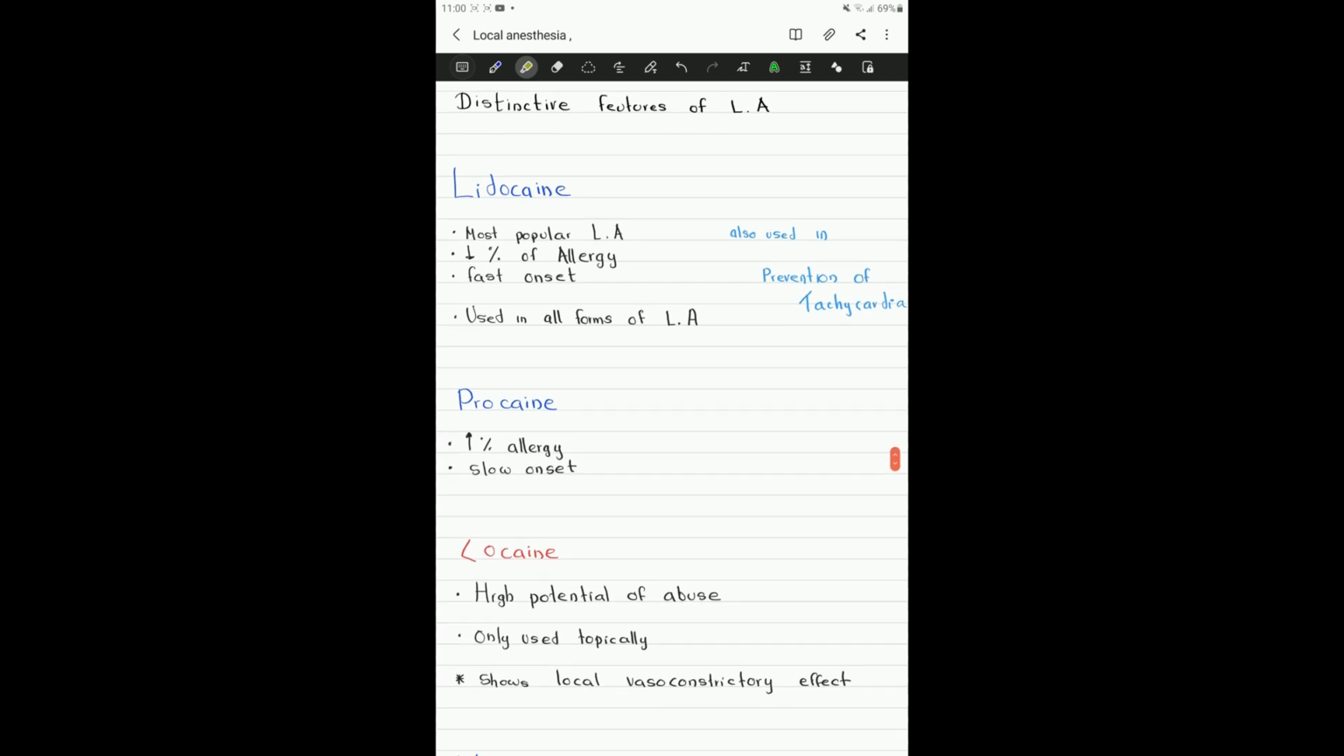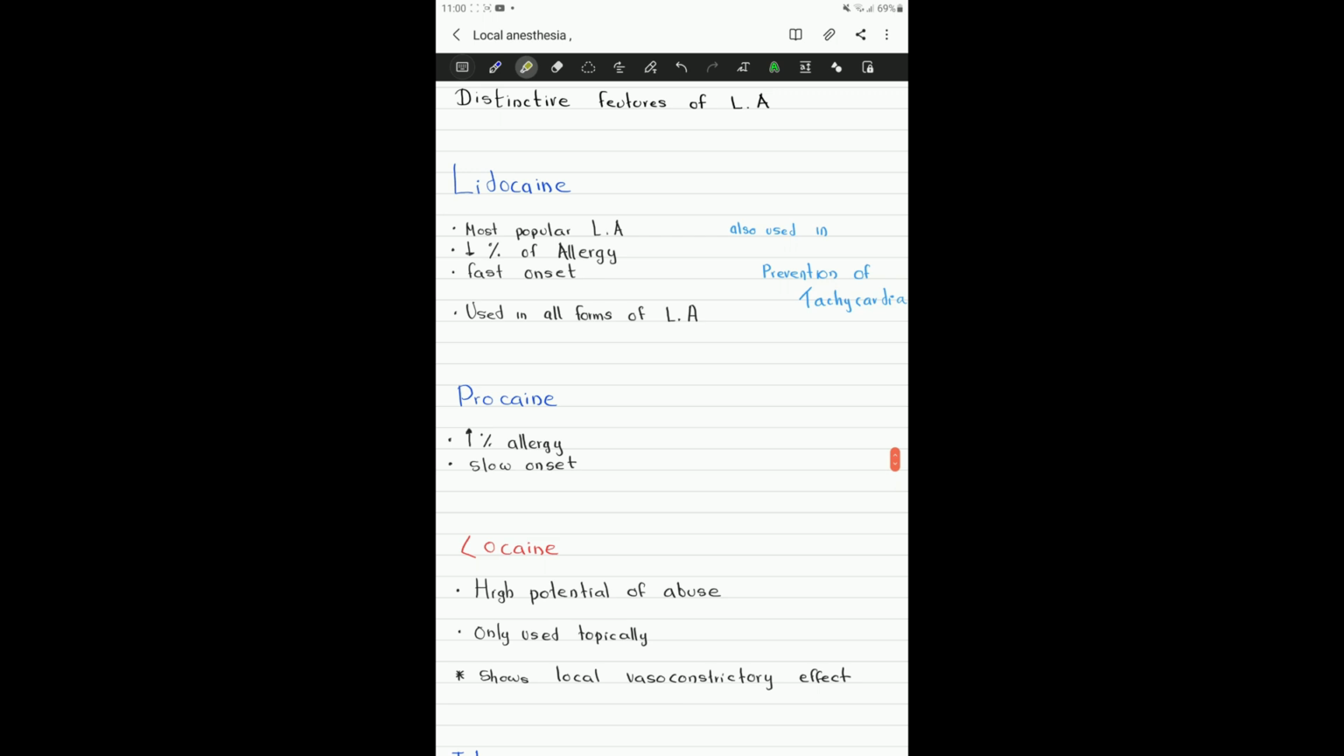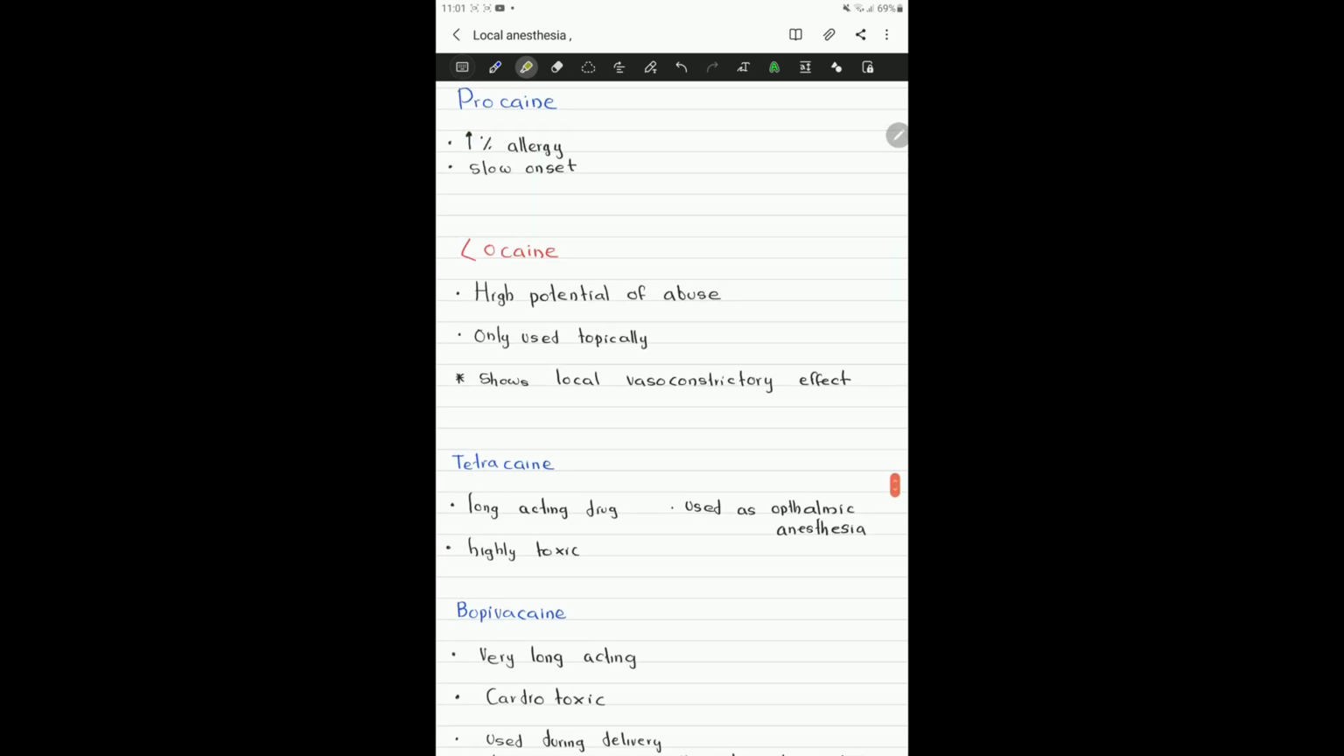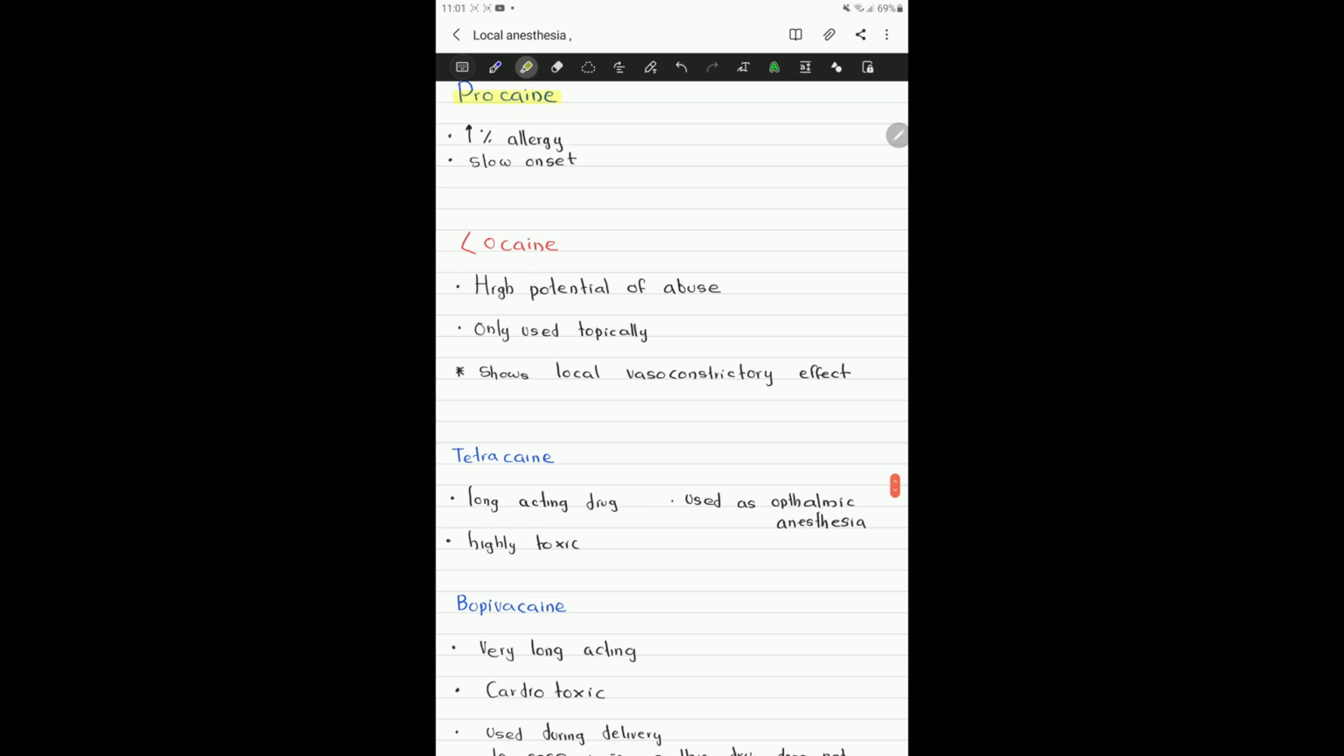Next up, we have distinctive features of local anesthetics. Considering the main local anesthetics, lidocaine is the most popular local anesthetic. It has the least percentage of allergy. It has a very fast onset and is used in all forms of local anesthesia. It is also used in prevention of tachycardia, which we will discuss in a future topic. Prilocaine has a high percentage of allergy and a very slow onset.